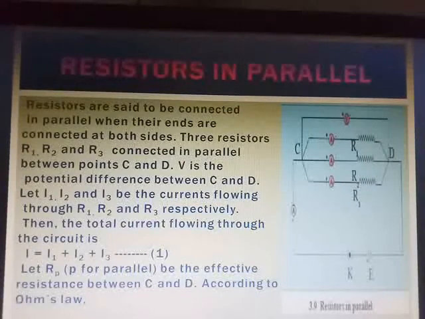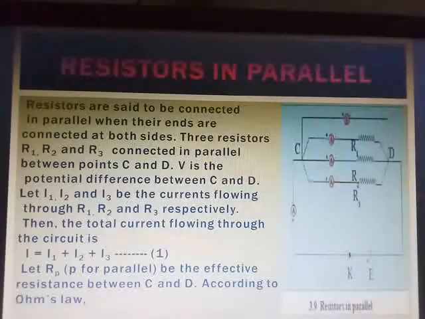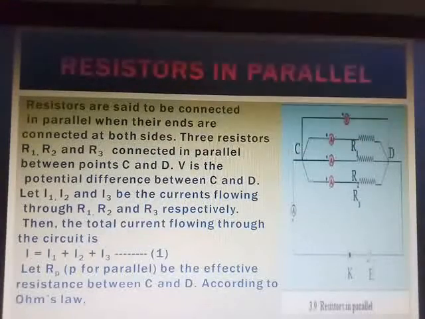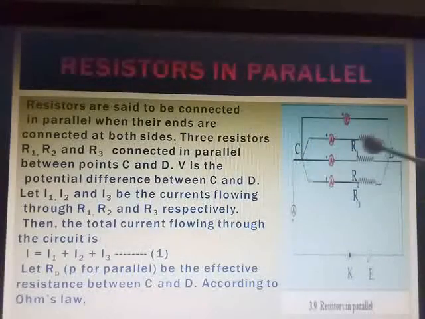In the series combination what we have seen, current flowing was the same, and the potential difference was the sum of the different voltages across each resistor. Here current is different, voltage is the same. Thus, the total current I is equal to I1 plus I2 plus I3. For resistors in series, effective resistance was Rs. For parallel, it is Rp. So, let Rp be the effective resistance between points C and D.